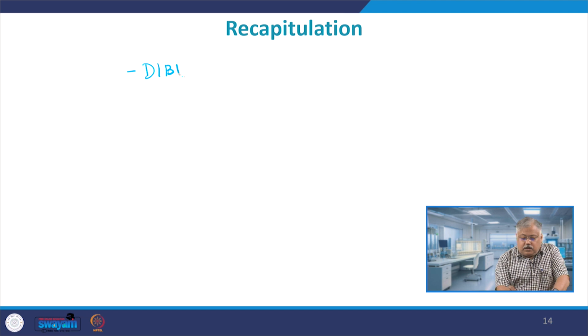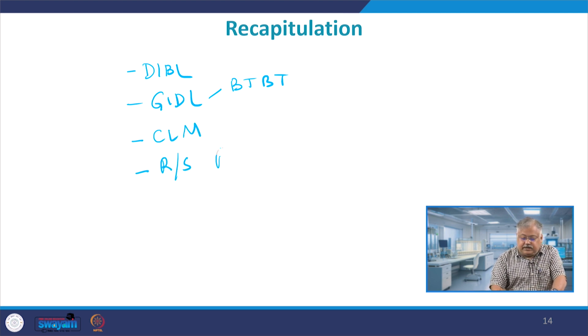With this, let me recapitulate what we did in this lecture. In this lecture, we looked into the second order effects, which are basically DIBL and GIDL. We also looked into the source drain resistance issue and the channel length modulation effect. So, we looked into DIBL, we looked into GIDL. Within GIDL, we also looked into BTBT and direct drain current modeling. We then went on to understand CLM, channel length modulation, and finally ended up with source drain resistance. Most of the time these are degrading phenomena, second order phenomena, relatively degrading in terms of power, performance and area.